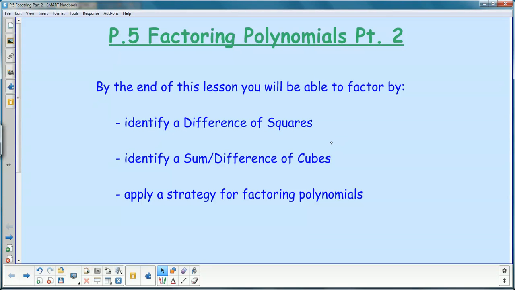Alright, so factoring polynomials part 2. Today is really going to be just some formulas, some general formulas, and then we're just going to have to practice recognizing them. And then finally we'll talk about applying a strategy for factoring polynomials, so we'll have all these kind of tools in our tool bag that we're going to use to try to figure out the best way and how to apply each one.